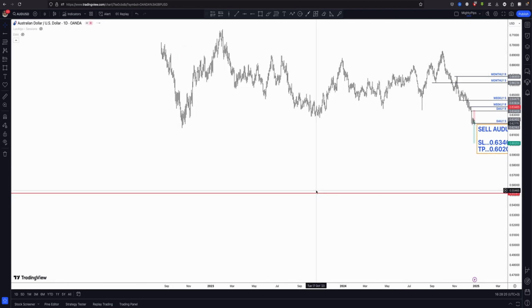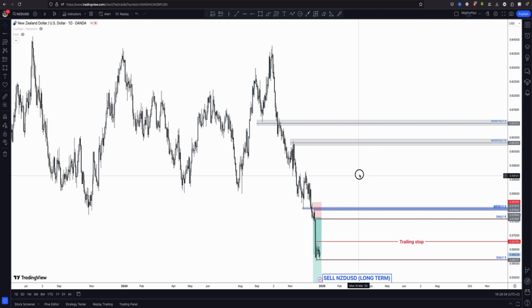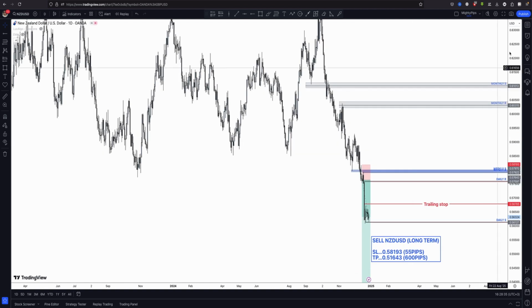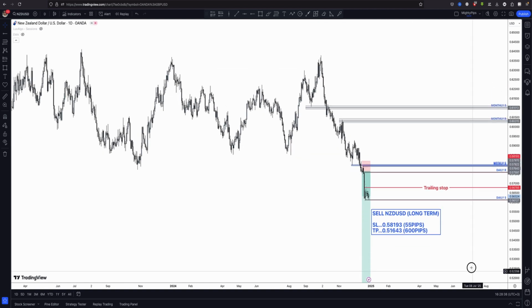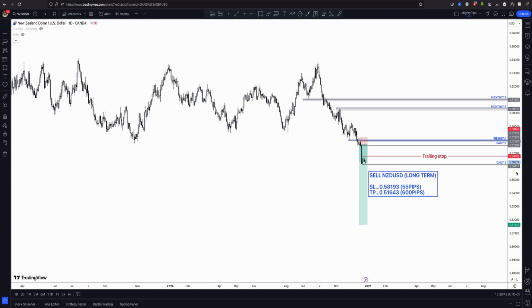So if you want to capitalize on that, you can jump on the trade and take it up to this red line right here. This trade is already running long term, as I gave this out as a free signal on my free Telegram channel. I gave you guys this signal, and this is the target down here.